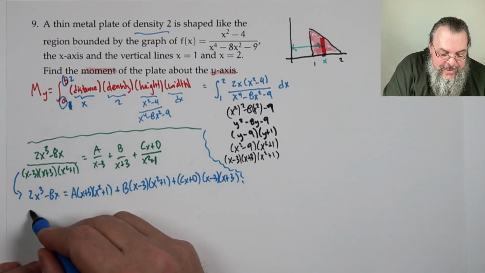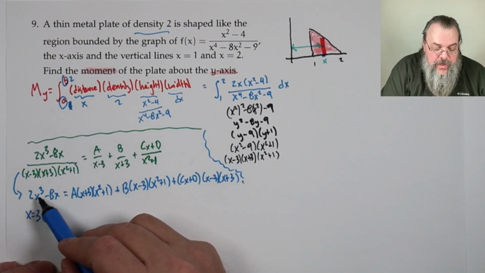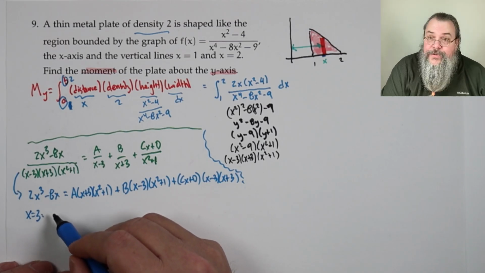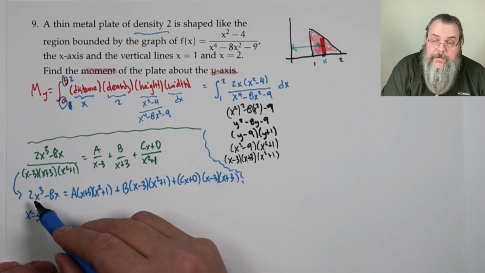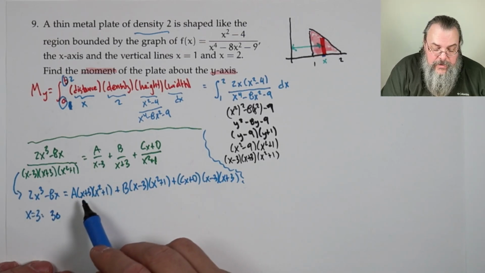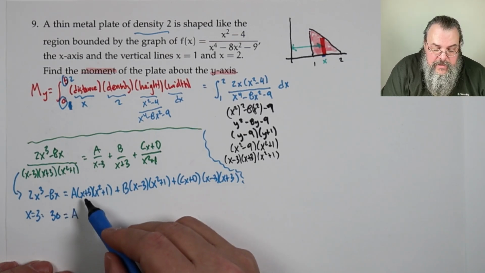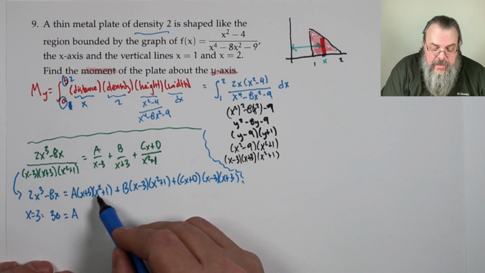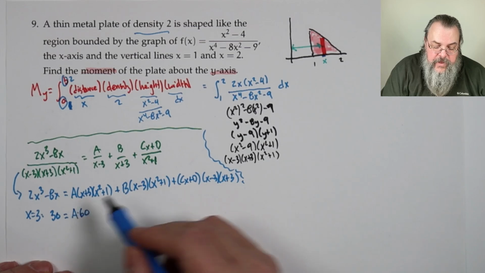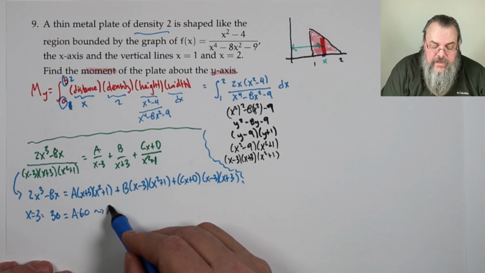Well, let's make some good choices. Let's plug in x equals 3. And if you plug in x equals 3, 2 times 3 cubed, that's 54. And then minus 8 times 3, that's 24. And 54 subtract 24 is 30. So equals, we have a times 3 plus 3 is 6, 9 plus 1 is 10, and so we get a times 60, b times 0, cx plus d times 0, so we say a equals 1/2.